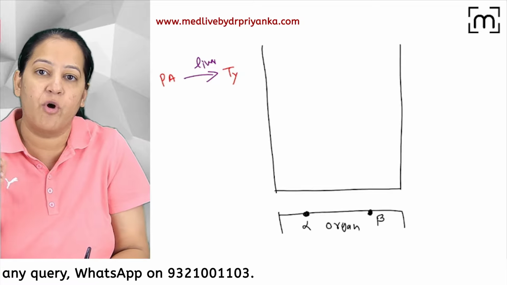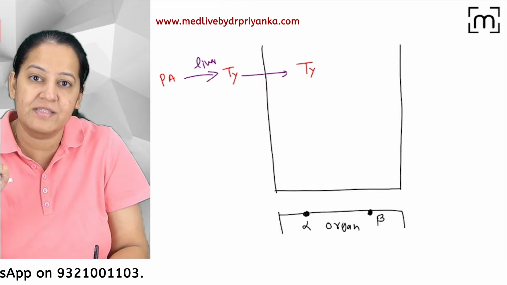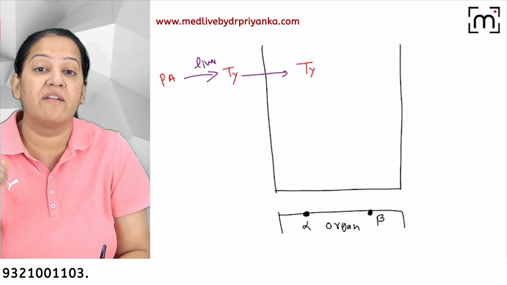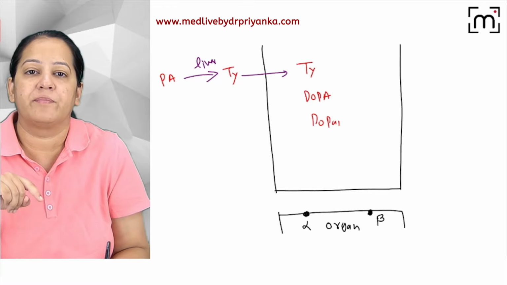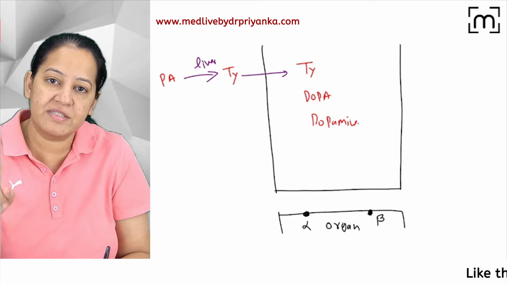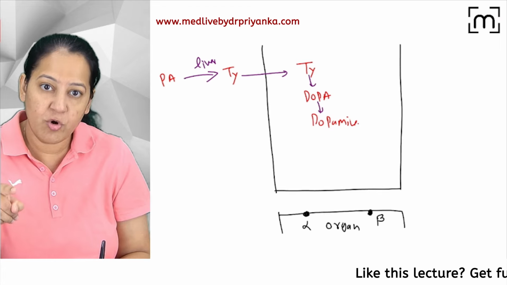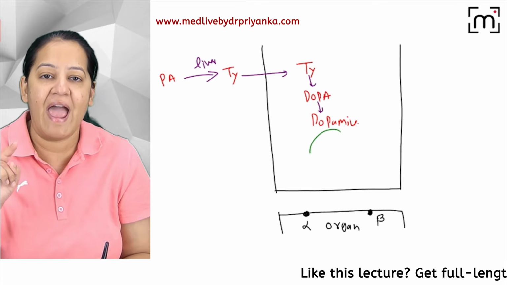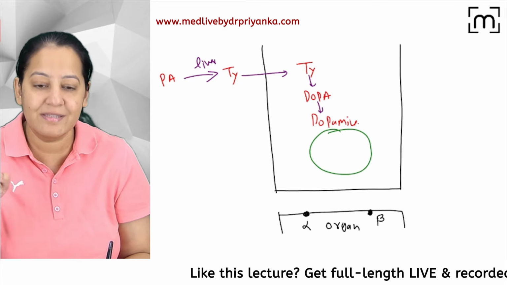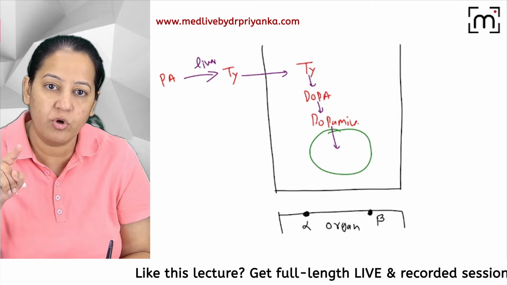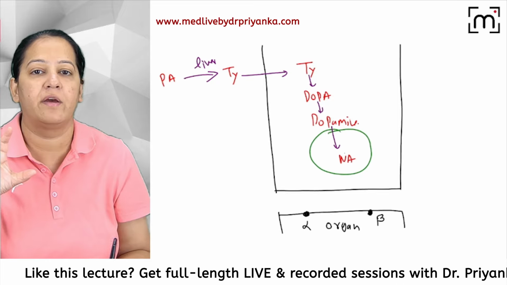Once the tyrosine is formed, it will enter the axoplasm. First of all, tyrosine will convert into dopa and dopa will convert into dopamine. Okay. So these two conversions take place here in the cytoplasm only, in the cytoplasm of this axon. Once the dopamine is formed, it will enter the vesicle. This is the vesicle. Inside the vesicle, this dopamine will get converted into noradrenaline and noradrenaline will remain inside the vesicle only. Okay, that's it.